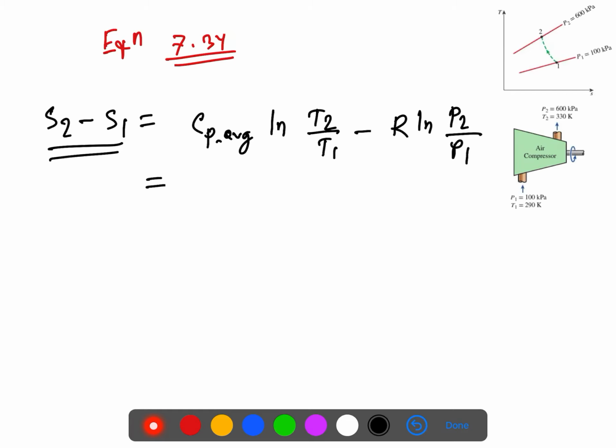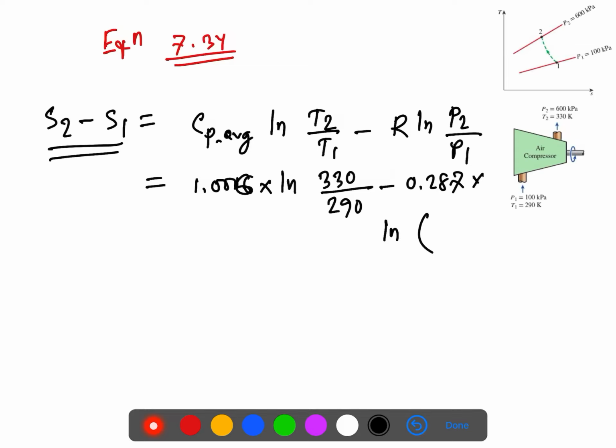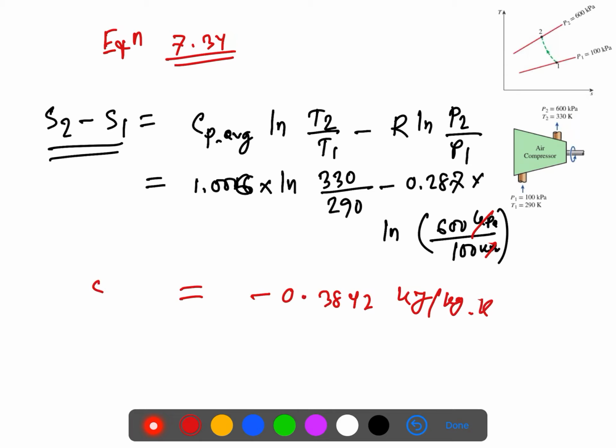So the specific heat is 1.006. I'm not writing the units here. And ln temperature is 330 over 290, minus the gas constant 0.287 into ln the P2 pressure 600 and the initial pressure is 100. So actually it was kPa in both, so we can easily just cancel out this. Anyways, if we simplify this, then it will be negative 0.3842 kilojoule per kg Kelvin, S2 minus S1.